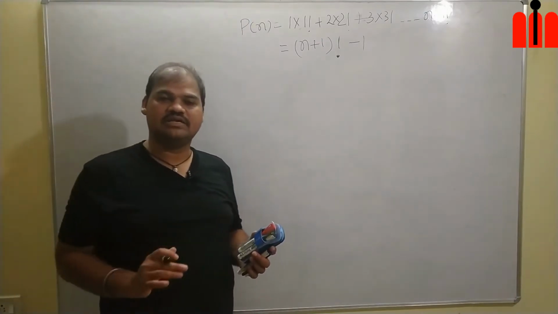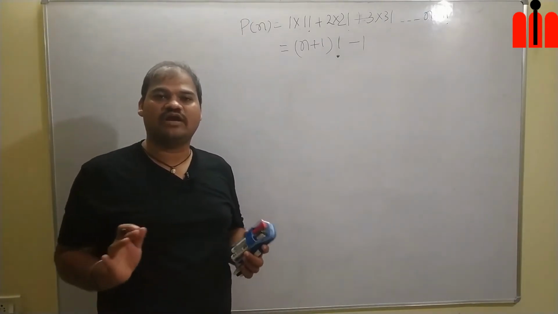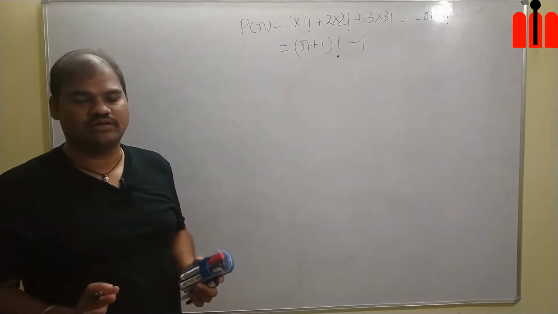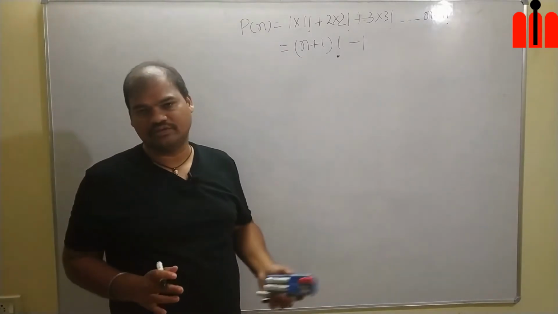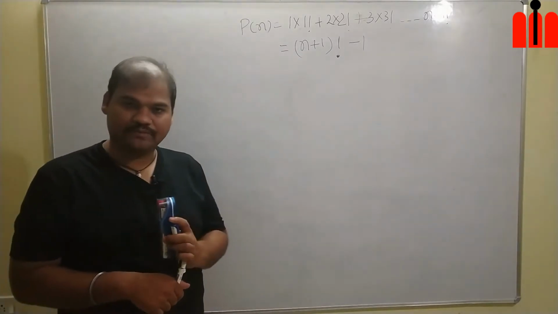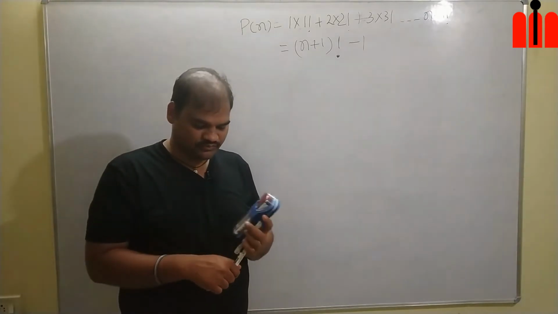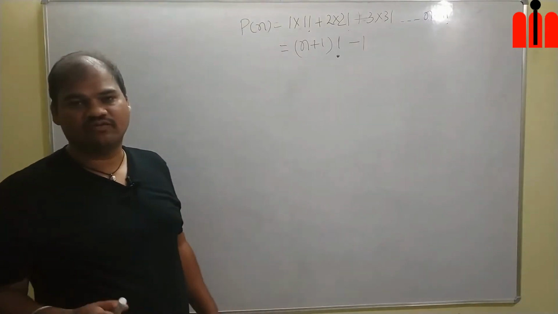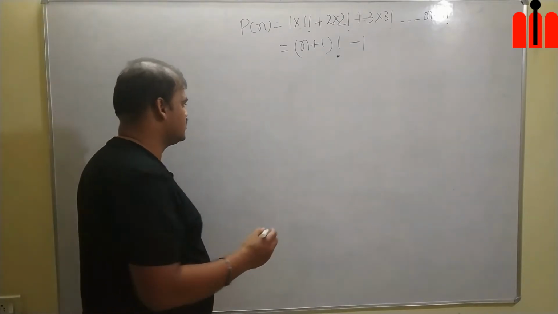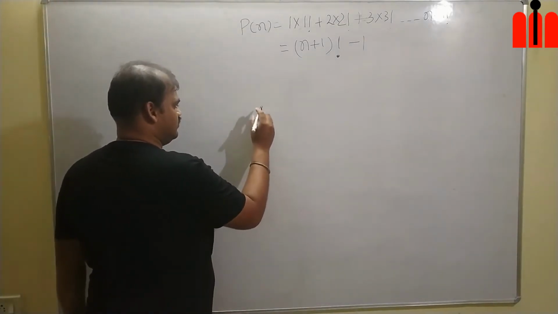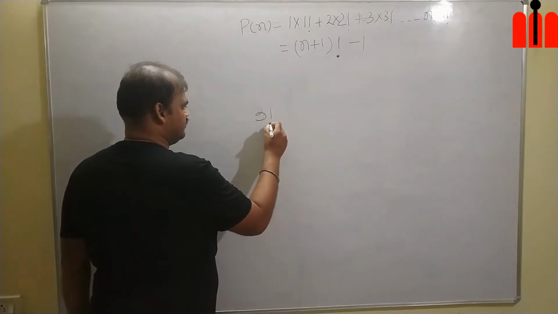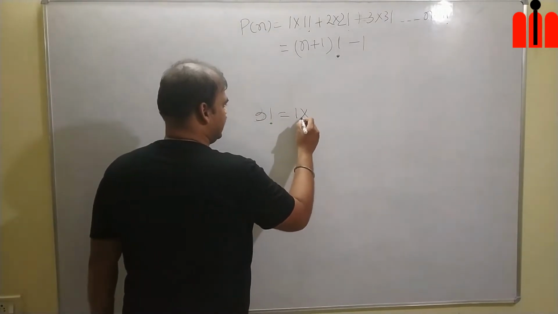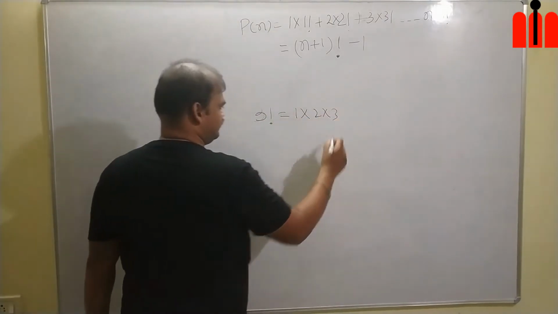This is my LHS. What is my RHS here? RHS is n plus 1 factorial minus 1. So I have to prove this statement. Now let's first understand what factorial is. Suppose 3 factorial is written. That means 1 into 2 into 3.